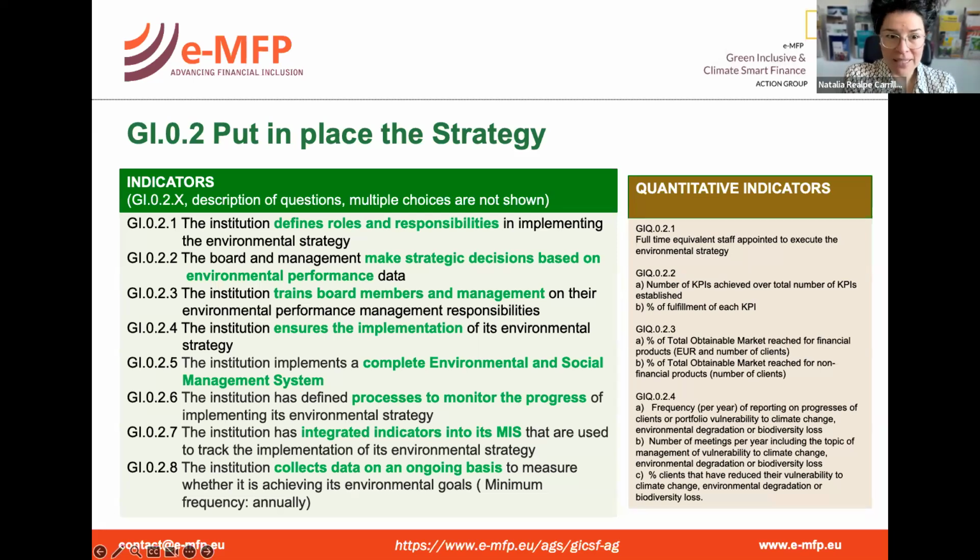The institution implements a complete environmental and social management system. The institution has defined processes to monitor the progress of implementing its environmental strategy. The institution has integrated indicators into its MIS that are used to track the implementation of its environmental strategy. The institution collects data on an ongoing basis to measure whether it is achieving its environmental goals.